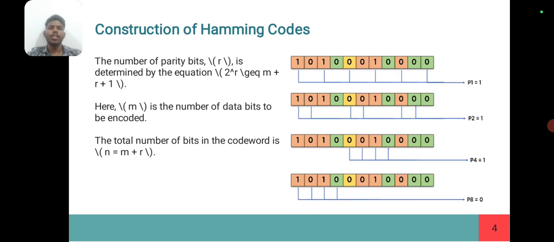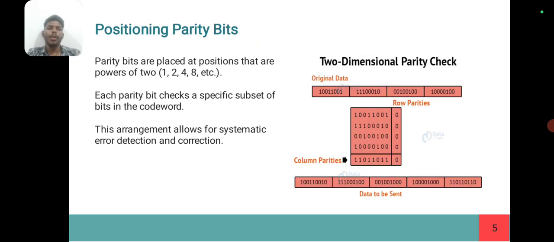Construction of Hamming codes. The number of parity bits is determined by the equation 2 to the power r is greater than or equal to m plus r plus 1. Here m is the number of data bits to be encoded. The total number of bits in the code word is n equals m plus r. Here are the binary numbers: P1 equals 1, P2 equals 1, P4 equals 1 and P8 equals 0.